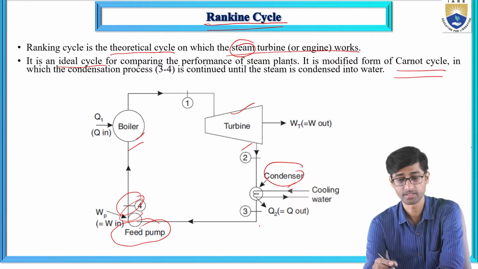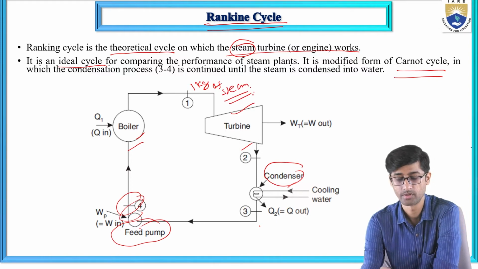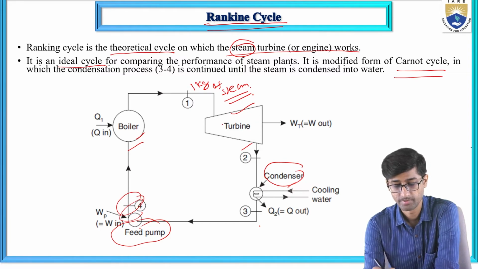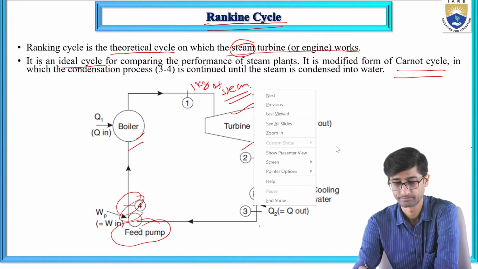Now, let us consider 1 kg of steam here. 1 kg of steam is entering the turbine. After isentropic expansion, it becomes wet steam, right? The same process as we did in the Carnot cycle. This wet steam goes to the condenser, where heat rejection takes place by supplying cooling water.